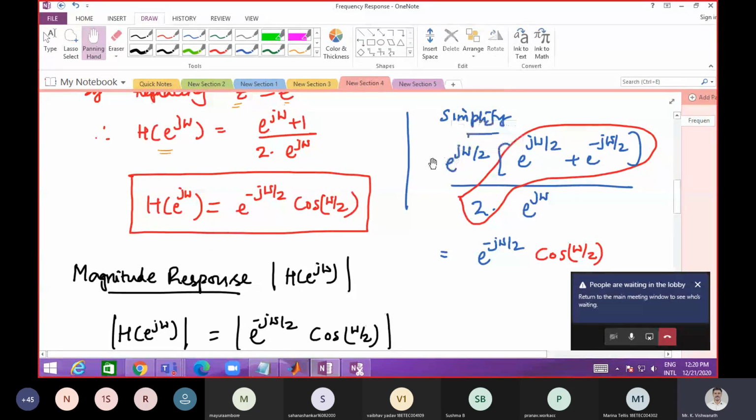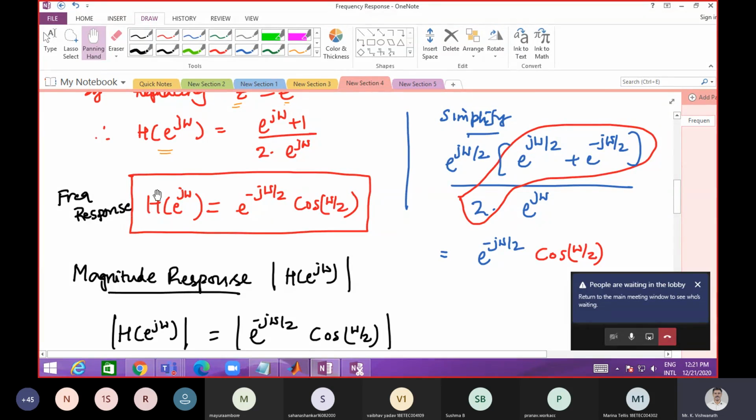Now the other part, e power j omega by 2 divided by e power j omega, will become e power minus j omega by 2. Okay. So finally we have H of e power j omega is e power minus j omega by 2 into cos omega by 2. So now this is the frequency response. But we want to plot it, when we say that we have to get the two components of frequency response, that is magnitude response and the phase response.